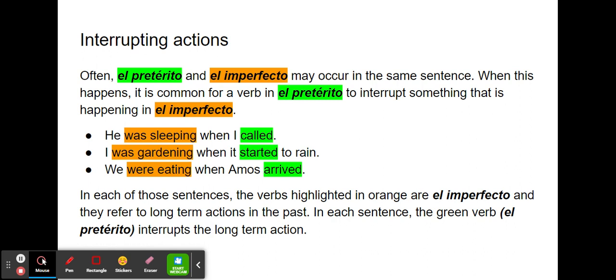The first one says he was sleeping when I called. He was sleeping. That's a long-term thing. We're not sure when it started. We're not sure when it ended. But then I called, and that happened at a specific moment, and it interrupted the sleeping. So he was sleeping is el imperfecto, and I called is el pretérito.